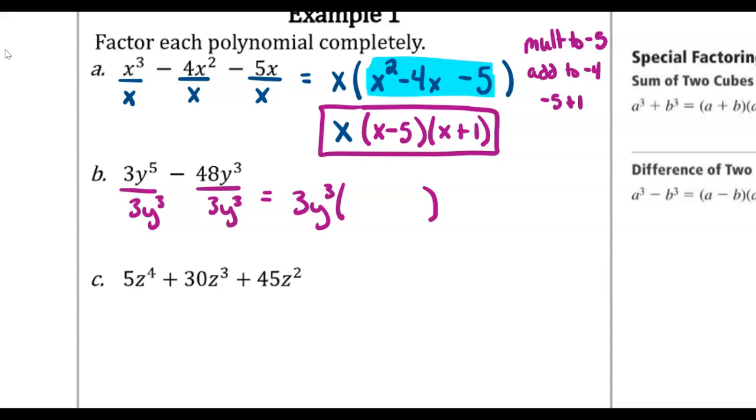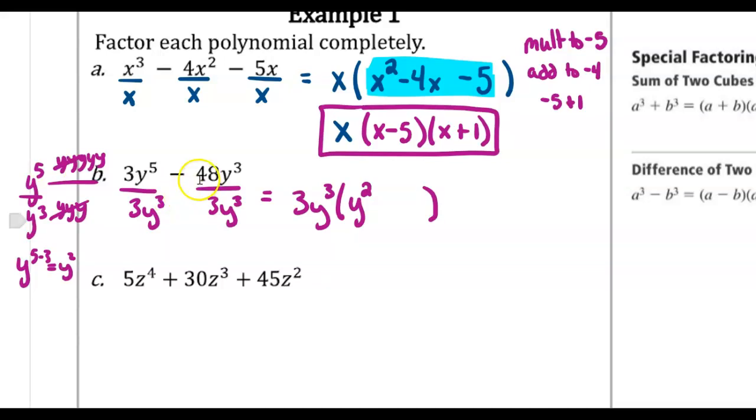So if I look at what's left, I do 3y to the 5th divided by 3y cubed. That leaves y squared. And what happens is when you do y to the 5th over y cubed, it's like you have 5 y's up here and 3 y's down here. 3 of them cancel out, and that's why you're left with 2 y's up top, which is y squared. Another way to do that is to subtract the powers. 5 minus 3 leaves y to the 2nd power. That's from Algebra 1. Okay, on the second part, negative 48 divided by 3 is negative 16, and y cubed over y cubed cancels out.